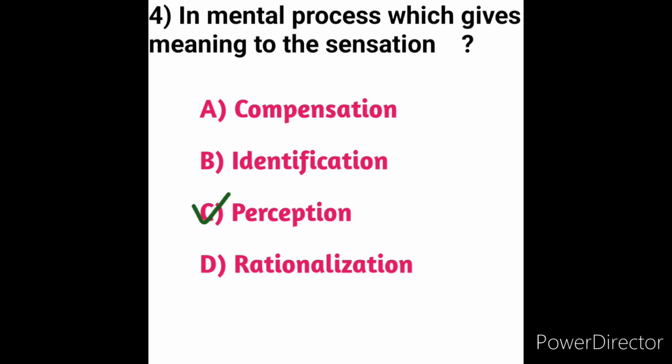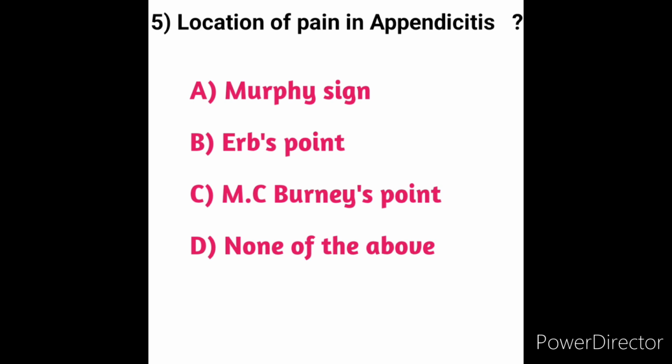Next we will move on to question number 5. Location of pain in appendicitis. Which location we can feel the appendicitis pain? Here we will see options. Option A, Murphy sign. Option B, Erb's point. Option C, McBurney's point. Option D, none of the above.